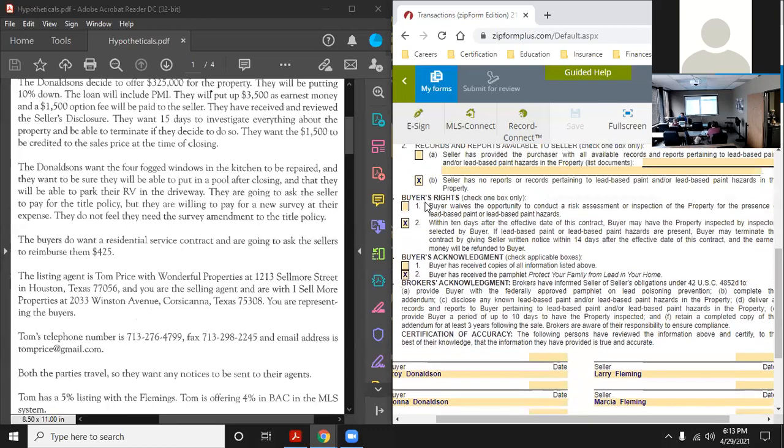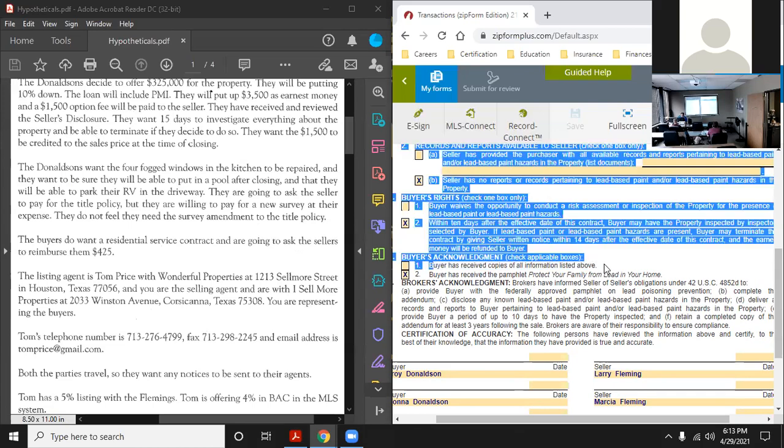And then here, the buyer's rights: within 10 days of the effective date, the buyer may have the property inspected by an inspector. If lead-based paint or lead-based paint hazards are present, the buyer may terminate the contract by giving seller written notice within 14 days of the effective date. This is just saying that after the effective date, not after your inspection, but after the effective date, you have 14 days to terminate if you find that there are lead-based paint hazards in here.